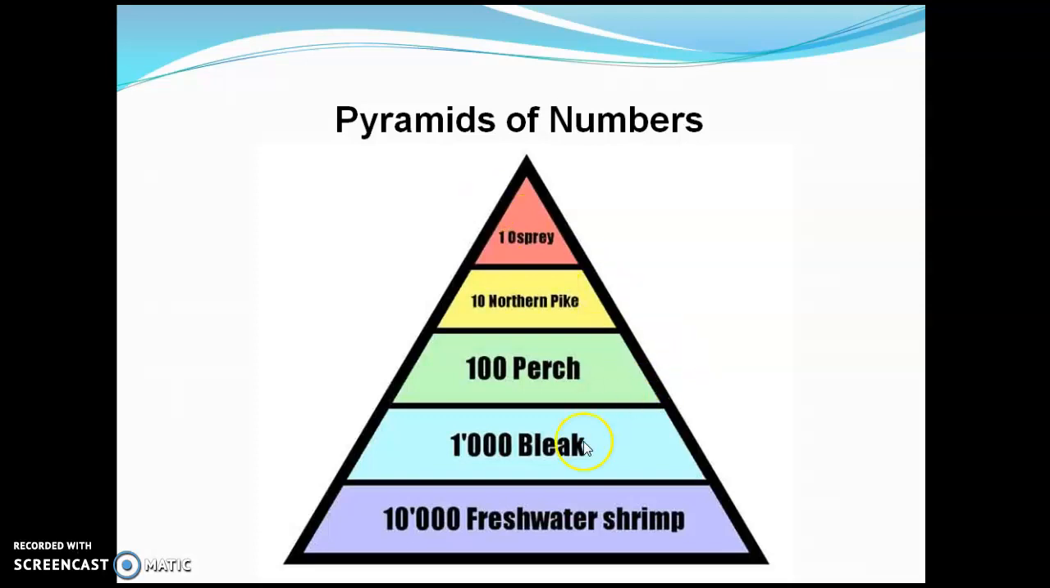So in a lake, for instance, we could have 10,000 shrimp, which could sustain 1,000 bleak. Think of a minnow, which could sustain 100 perch, which could sustain 10 pike, and maybe that would sustain 1 osprey. If you don't know what an osprey is, it's kind of like a water eagle. It's a predatory bird that feeds on fish. If you're a Seattle Seahawks fan, little tidbit, the Seattle Seahawks logo is actually an osprey. Seahawks is another name for an osprey.